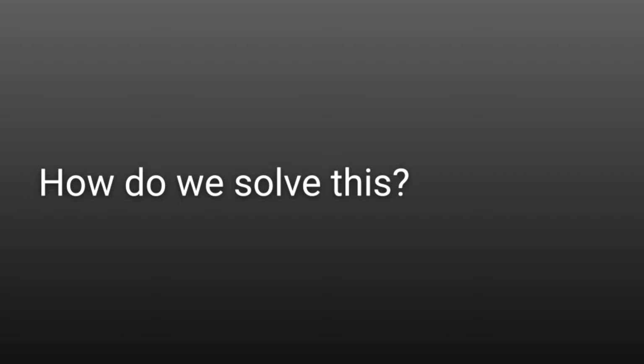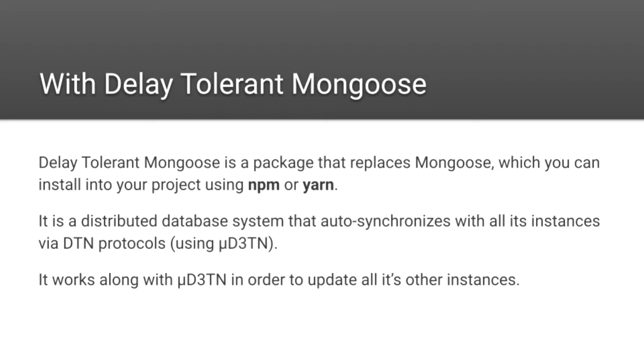So, how do we solve this synchronization problem? This is where delayed tolerant Mongoose comes in handy. In summary, delayed tolerant Mongoose is a wrapper for Mongoose, which makes it work on delayed tolerant networks through the use of protocols such as micro D3TN, which are necessary to synchronize the different database instances that you have in a distributed network, such as seen in the previous illustration.